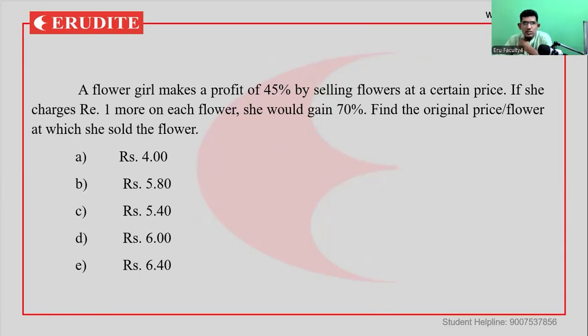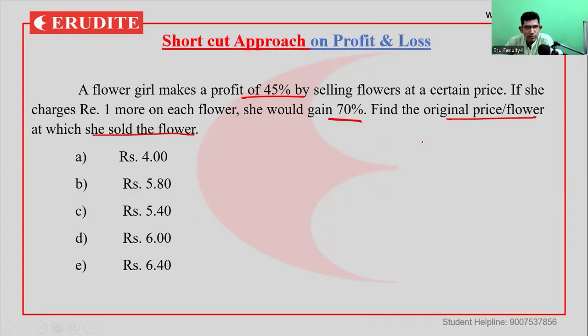So first, the question says, a flower girl makes a profit of 45% by selling flowers at a certain price. If she charges rupee 1 more on each flower, she would gain 70%. Find the original price at which she sold the flower. Now, in this case, I can assume cost price as 100x and then selling price 1, selling price 2, and then I do it by the traditional method, which will be a little lengthy.